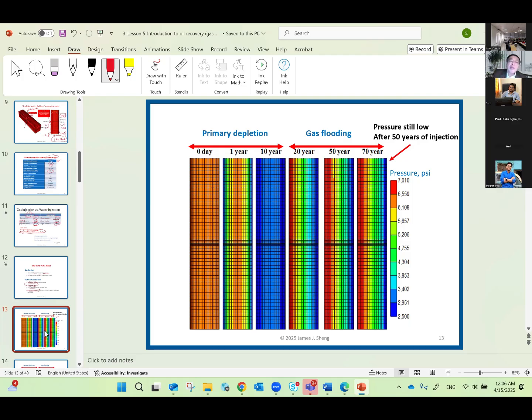So now let's look here. This is about pressure distribution. Here is pressure, red one is high pressure, blue one is low pressure. Now this is in the beginning, pressure is about 6,000. So then you're starting, let's say, primary depletion. Okay, now after primary depletion, 10 years, what do you see? Reservoir pressure becomes very low. Okay, so that's one reason primary recovery is very low, because your pressure quickly declined.